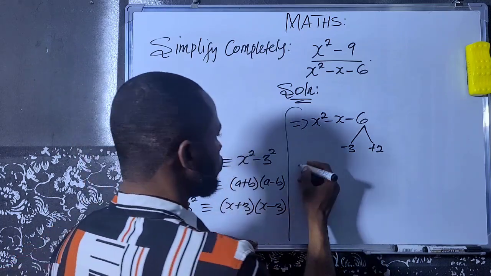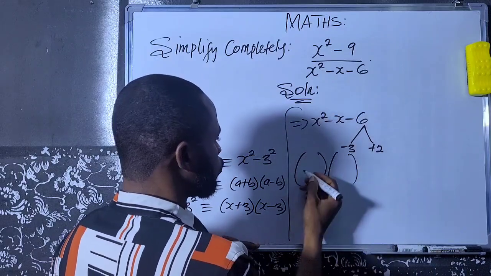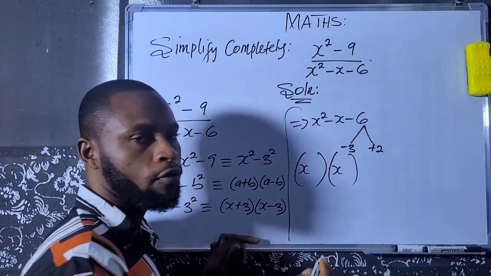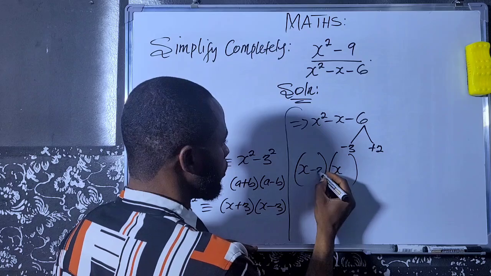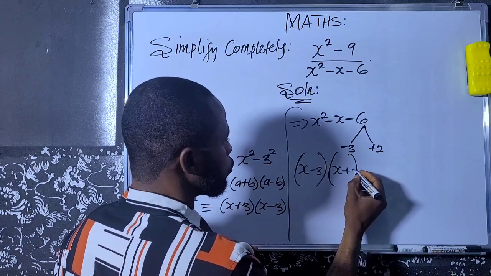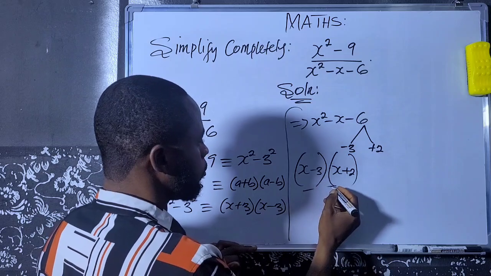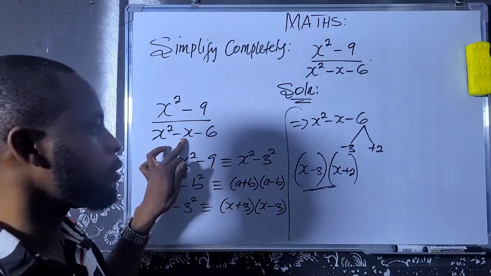Then open two parentheses like this. Since this is x squared, insert one x here and insert one here. Then introduce each of these factors into each bracket. You may decide to put minus 3 here and plus 2 here. And this is the simplified form of this expression in the denominator.